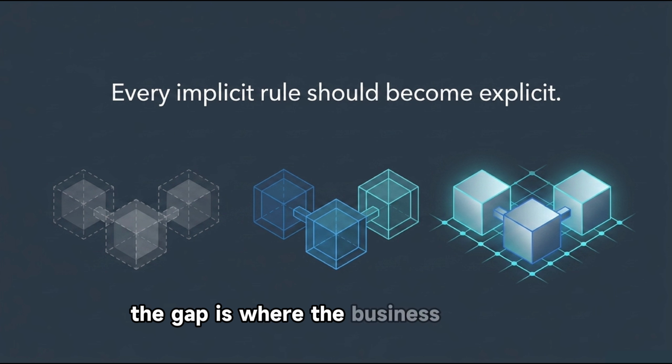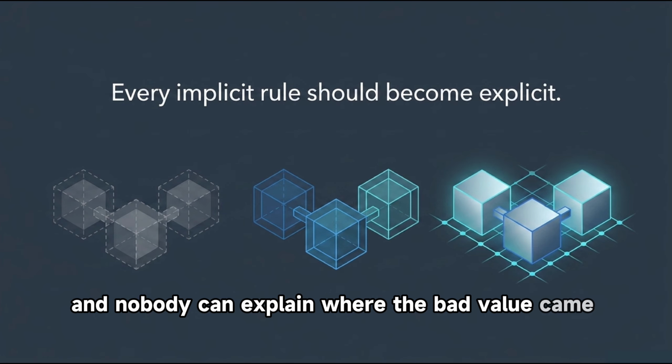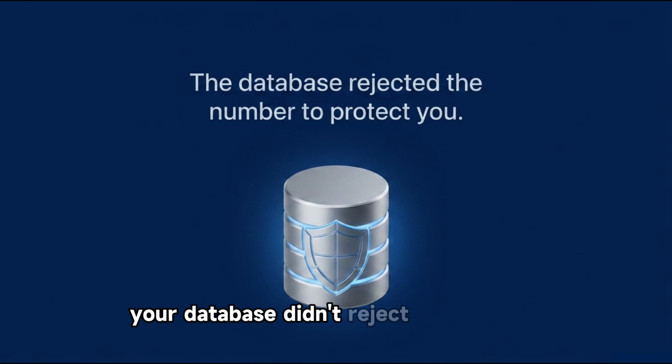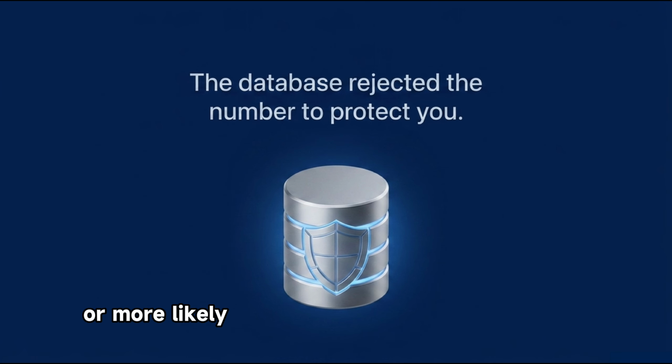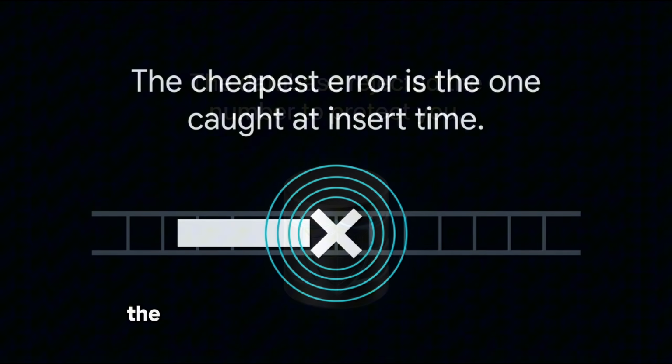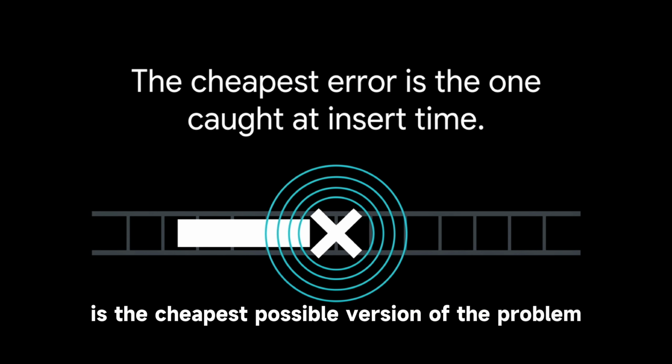The gap is where the business rule lives, right up until the moment something violates it, and nobody can explain where the bad value came from. Your database didn't reject that number to make your life harder. It rejected it because you told it to. Or, more likely, someone told it to, a long time ago, because they had seen what happens when the rule isn't there. The constraint violation in your error log is the cheapest possible version of the problem it prevented.